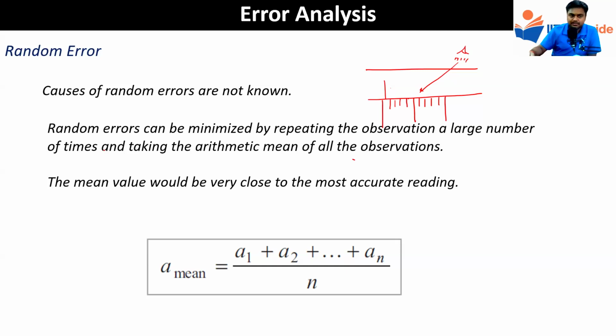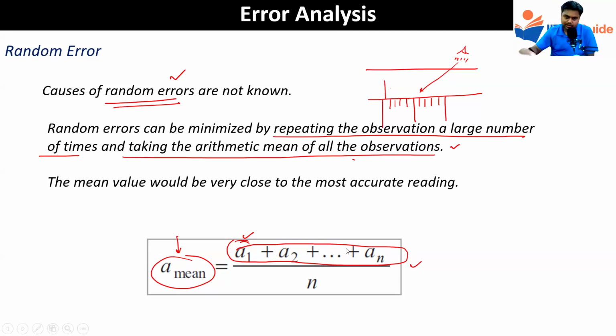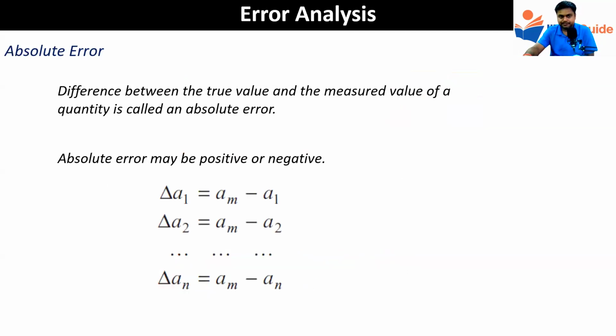In order to reduce these random errors, we take repeated observations a number of times, and we take the arithmetic mean of all the observations. The mean value would be very close to the most accurate reading. So as we can see here, we have taken many readings, and the mean value is the average of all the readings, and this is reported as the overall value of the experiment.